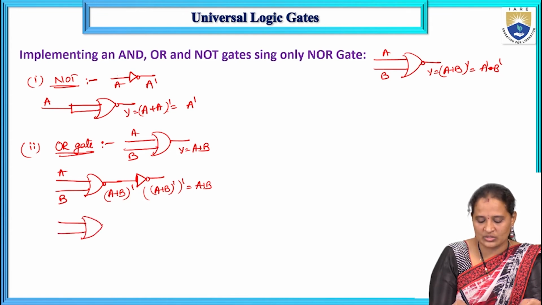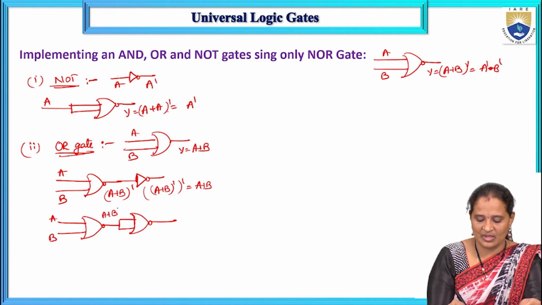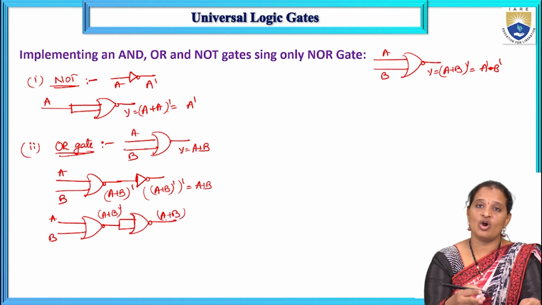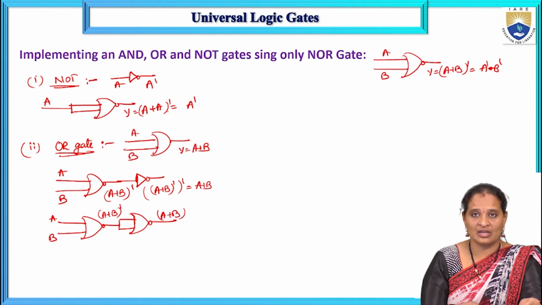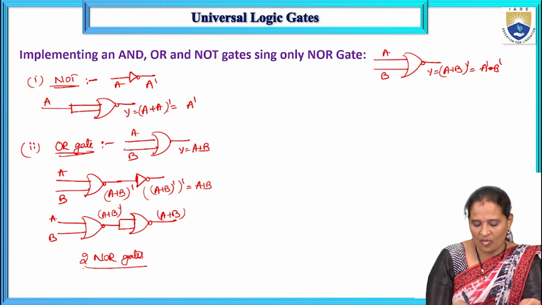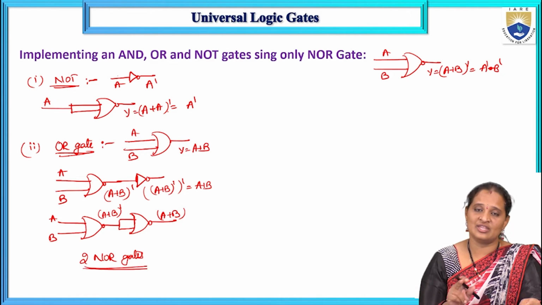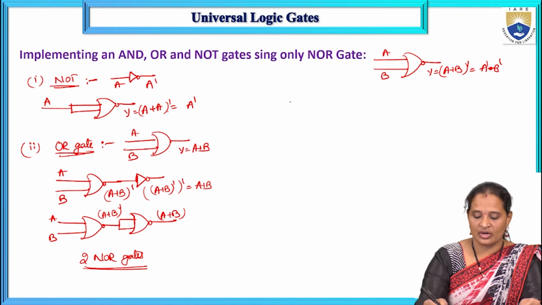Again, I don't want to use an inverter. Even that inverter should be replaced with a NOR gate. So this is the NOR gate again, and this is my output. That is A plus B whole complement, and this one is A plus B. So in order to implement an OR gate using NOR gates, I require two NOR gates. Whereas in the case of NAND gates, how many gates were required for implementing an OR gate? Three NAND gates. But here, two NOR gates are enough.